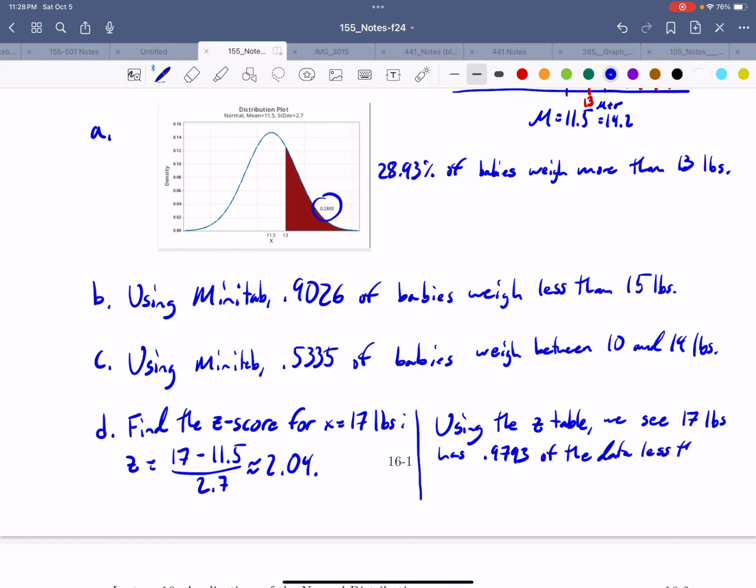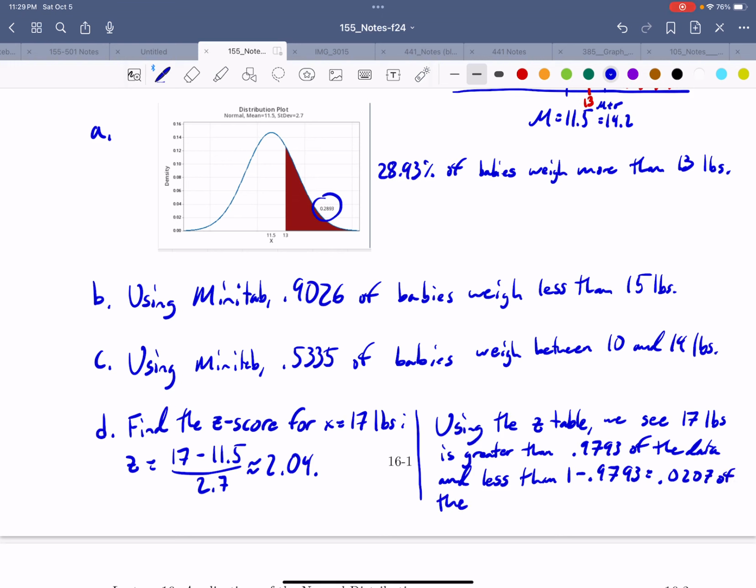less than, or I guess I should say 17 pounds, maybe, sorry, this is a slightly better way to write it, is greater than 0.9793 of the data and less than 1 minus that, which is 0.0207 of the data.